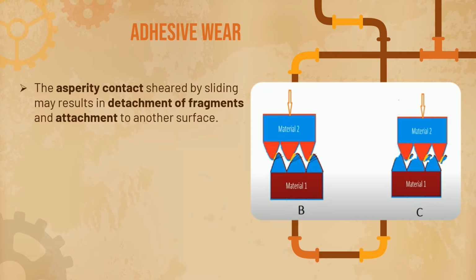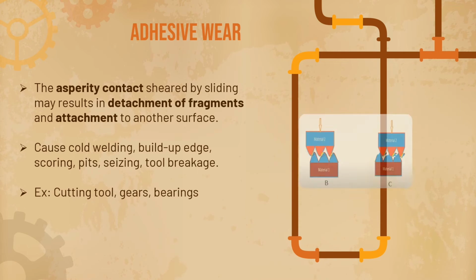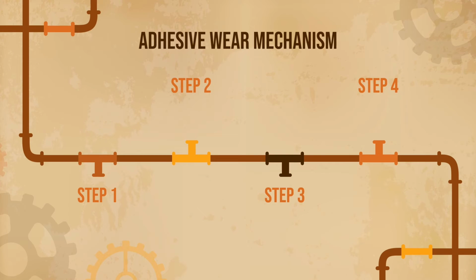Adhesive wear is where the asperity contact shared by sliding may result in detachment of fragments and attachment to another surface. It can cause cold welding, build-up edge, and breakage, such as in cutting tools, gears, and bearings. There are four steps of the adhesive wear mechanism.